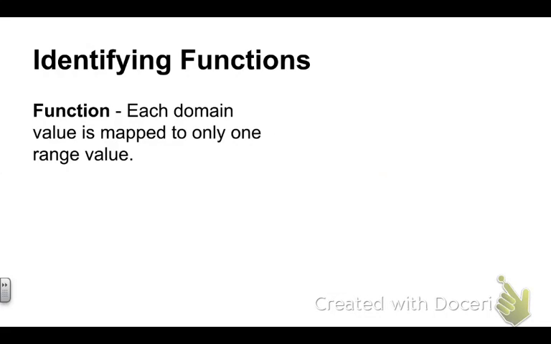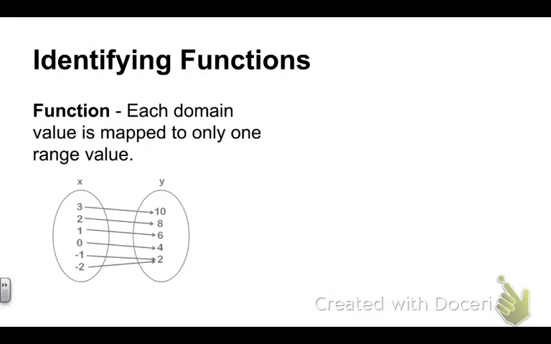So, identifying functions, I'm going to show you what it looks like here. If it is a function, each domain value is mapped to only one range value. We talked about this earlier. To be a function, every input has exactly one output. It can't have 2, it can't have 3, it only has one output. So every domain has only one range.